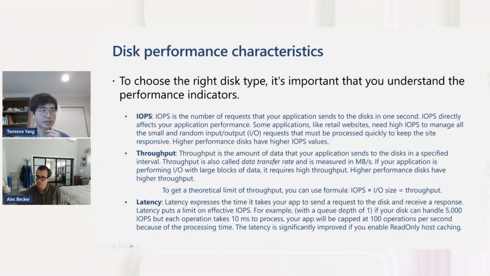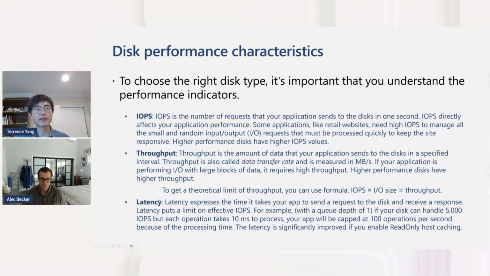We also have an equation to estimate the limit of throughput: if you take the average input-output size times the number of input-output operations per second, you get the throughput, the data transferred over 1 second. The last part is the latency.